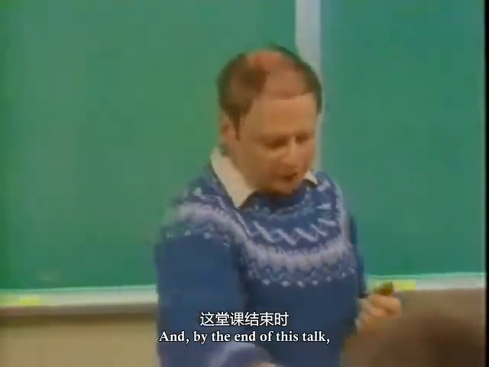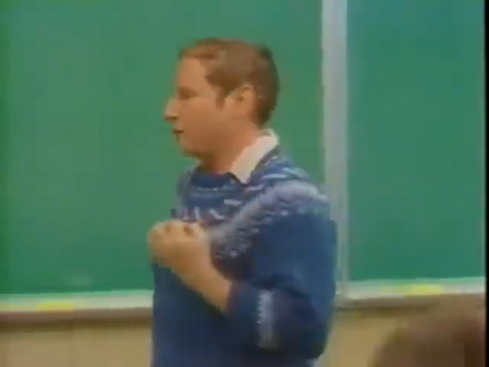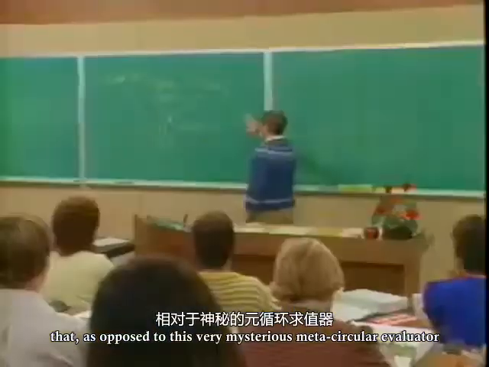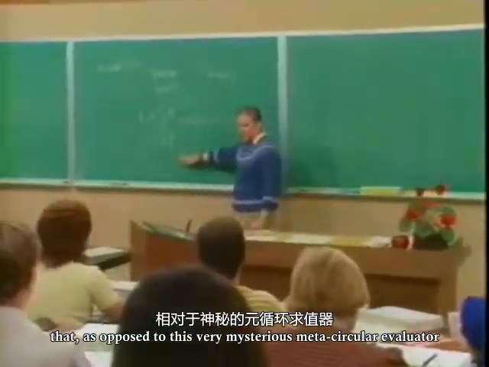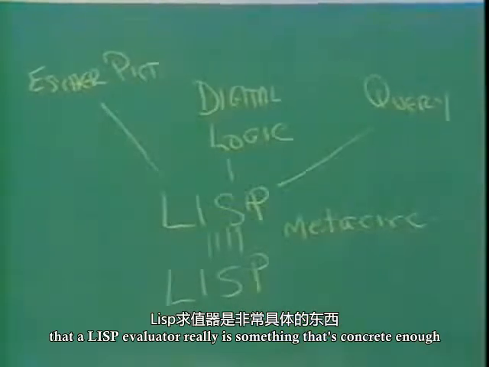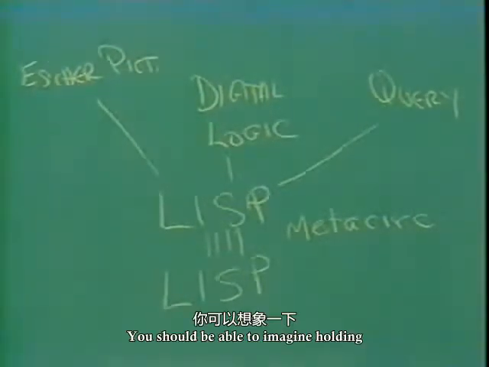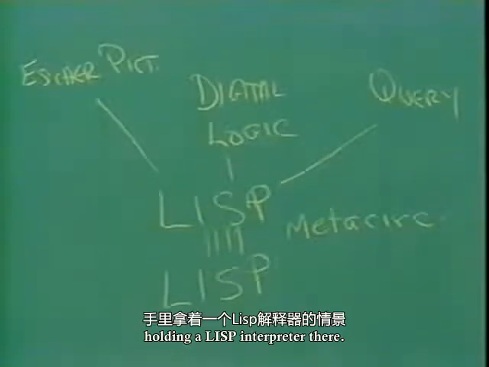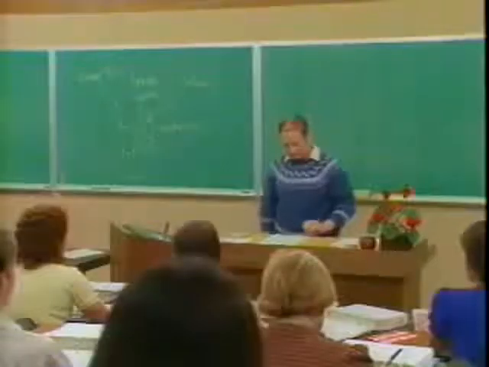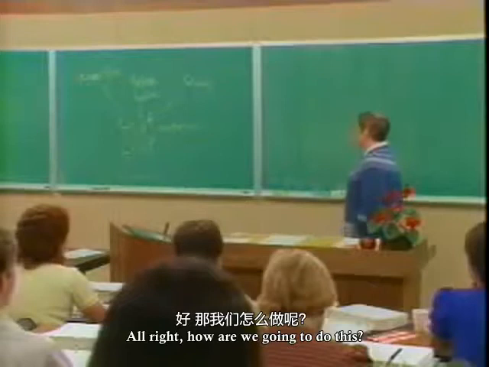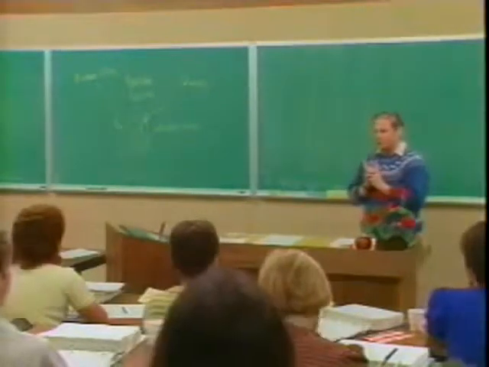And by the end of this talk, I want you to get the feeling that as opposed to this very mysterious metacircular evaluator, a Lisp evaluator really is something that's concrete enough that you can hold in the palm of your hand. You should be able to imagine holding a Lisp interpreter there. All right, how are we going to do this? We already have all the ingredients.